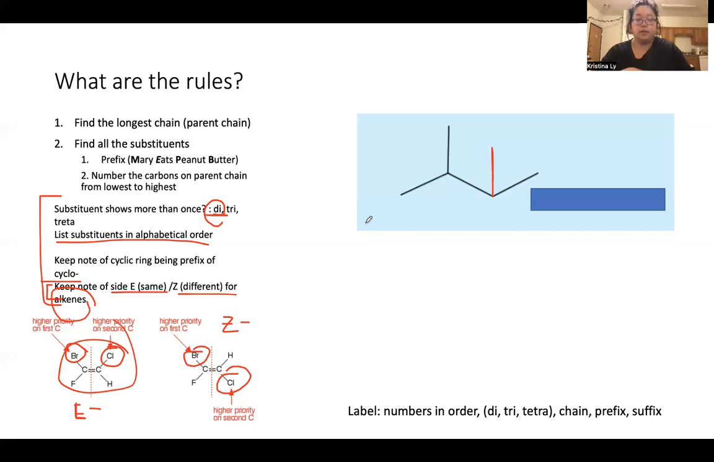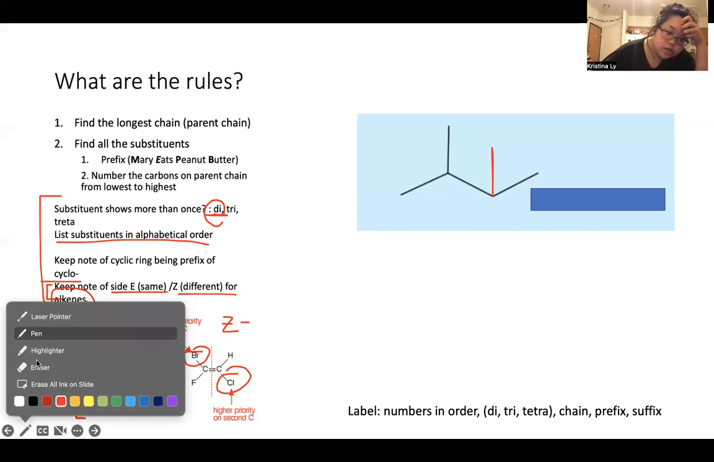So those are housekeeping rules, just keep them in mind. But now we're going to focus on what the basic rules are on how to label and number your structures.